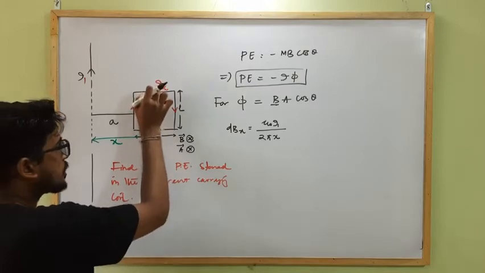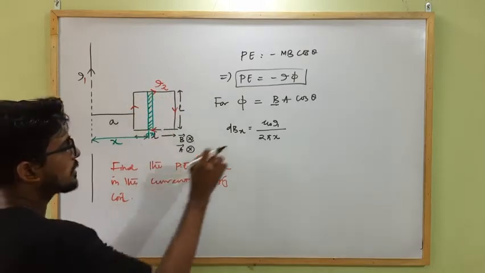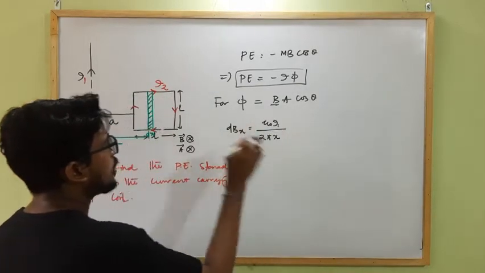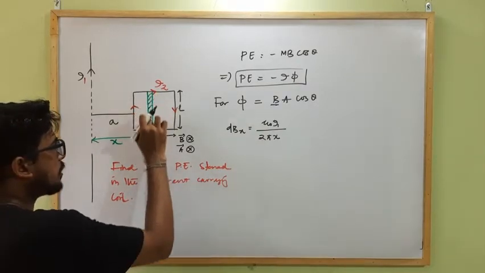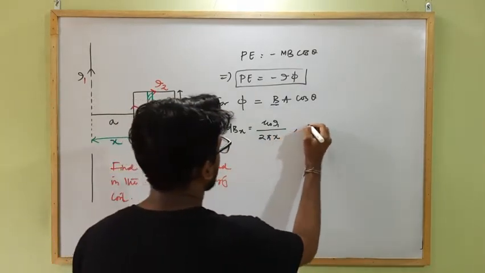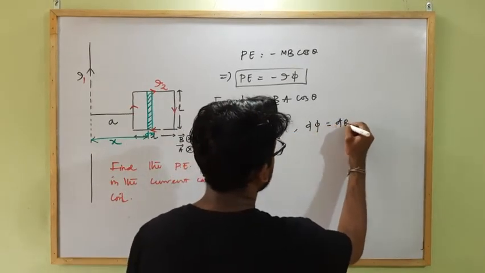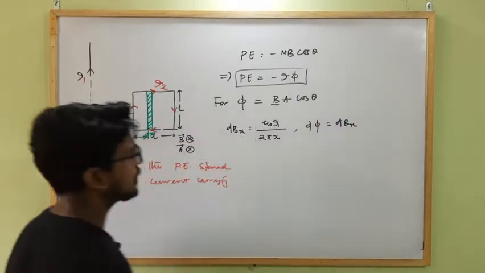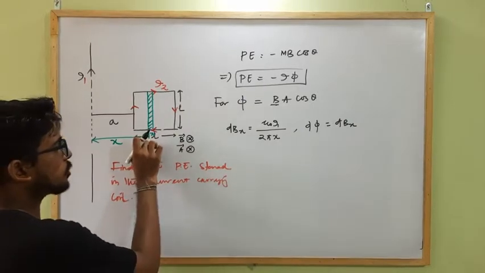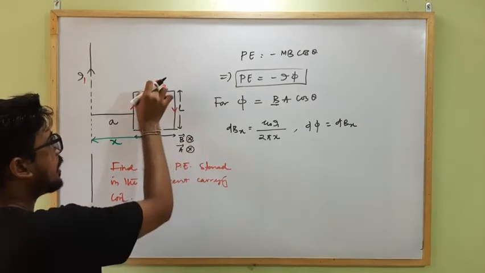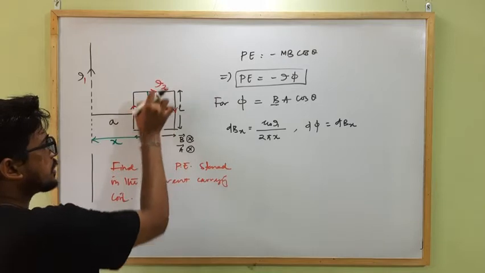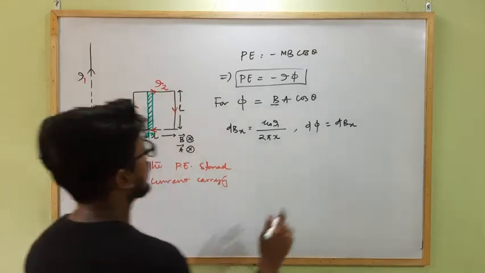And what is the flux linked with this portion of width dx? This is dB at x. We have to calculate the d phi, the flux linked with this small portion. So d phi will be how much? dB at x, the magnetic field strength at this portion, into the area of this segment, that is dx into a.